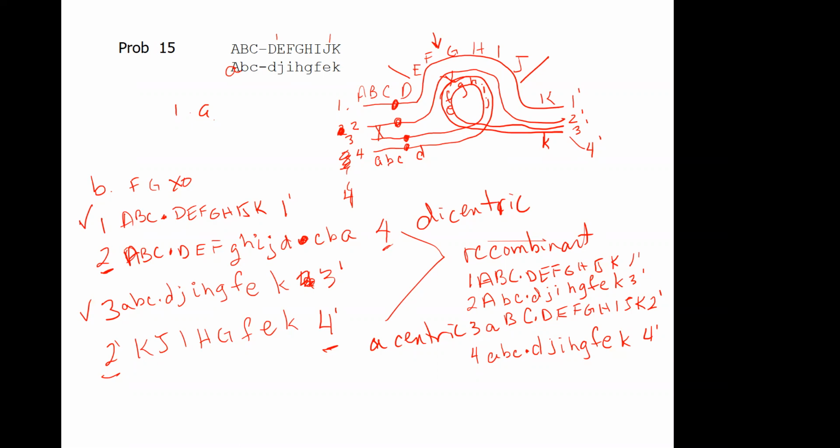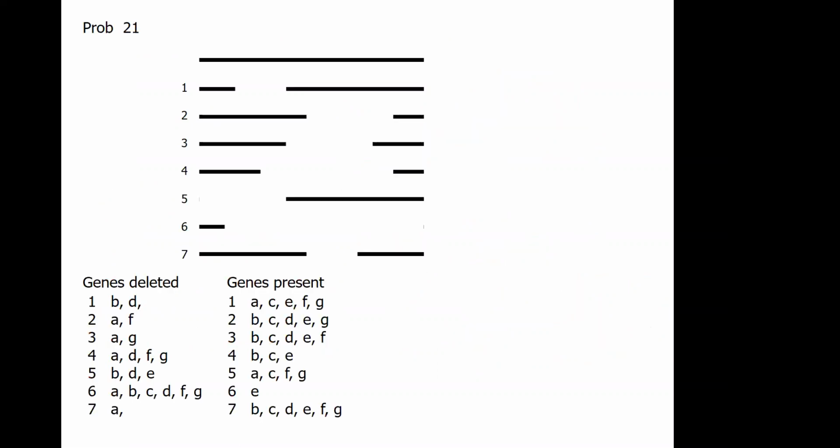All right, so then the last question was, how can you use deletion mapping to map the order of genes, not just where one gene is, which is what we have talked a little bit about in class, but could you actually use it to map several genes? And the answer, of course, is yes. So here you're doing a little bit of that process of elimination again.